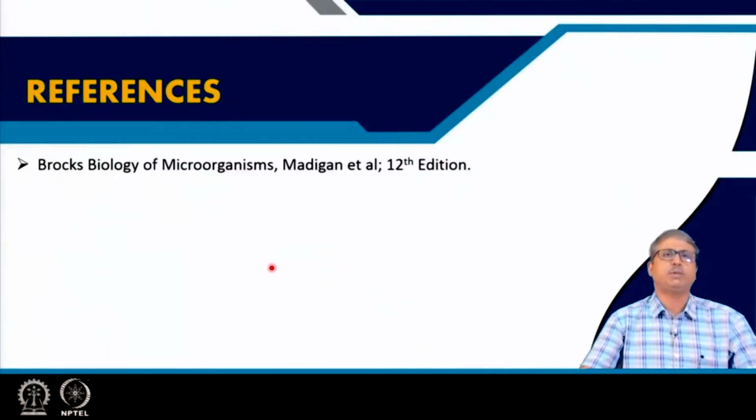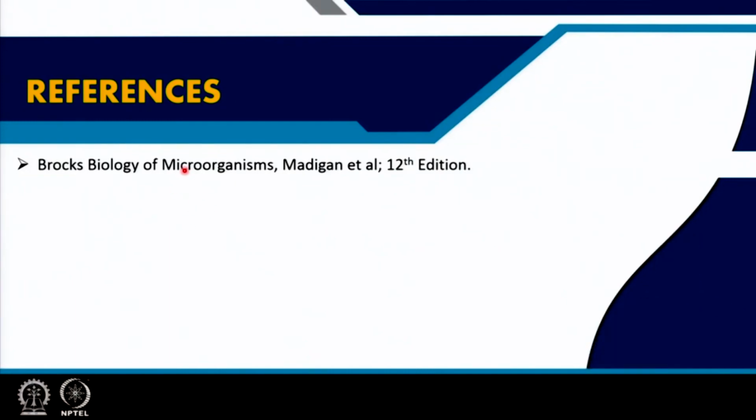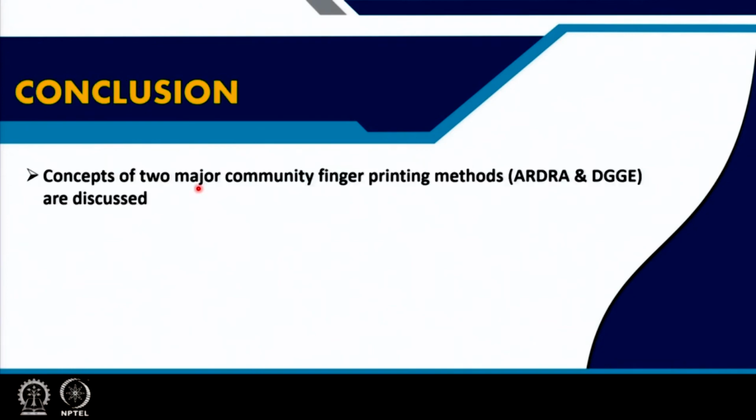For this part, for the general text on the methods that we have discussed, Brock's Biology of Microorganisms will be sufficient. Otherwise, the papers that are being shown may be consulted for more details. So in conclusion, the concepts of two major community fingerprinting methods, amplified ribosomal DNA restriction analysis and denaturing gradient gel electrophoresis, DGGE, have been discussed and their applications highlighted. Thank you very much.